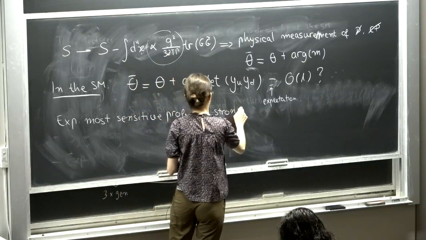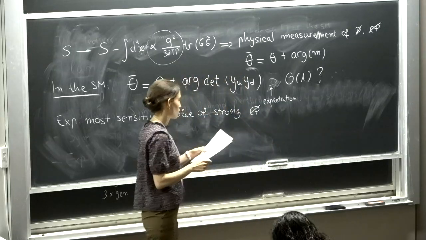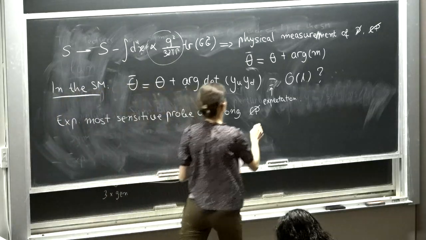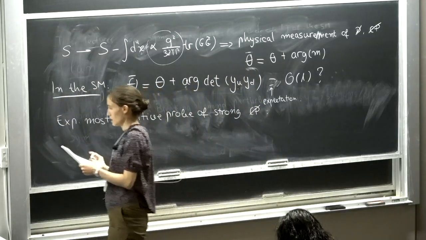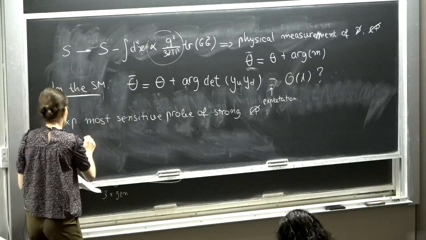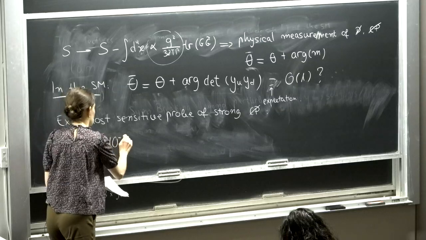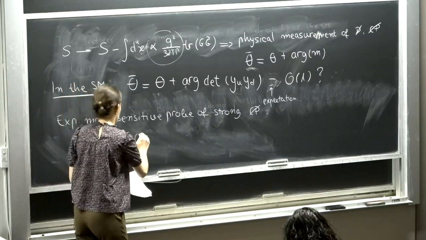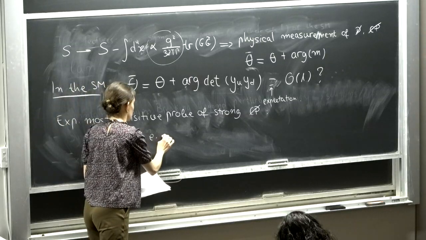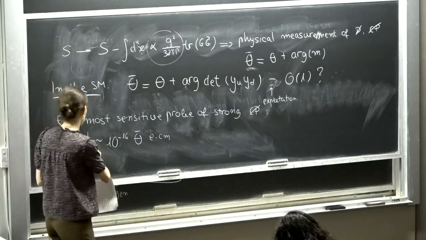The most sensitive probe of CP violation in the standard model is the electric dipole moment of the neutron. Okay, so the prediction in the standard model, up to some order 1 numbers in front, is proportional to theta bar. It's something like 10 to the minus 16 theta bar, and then this is typically measured in units of the electron charge times centimeter. So this is a theoretical prediction.